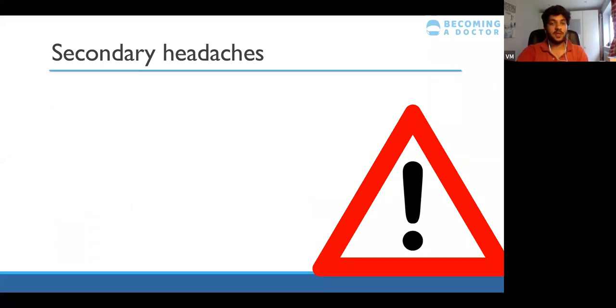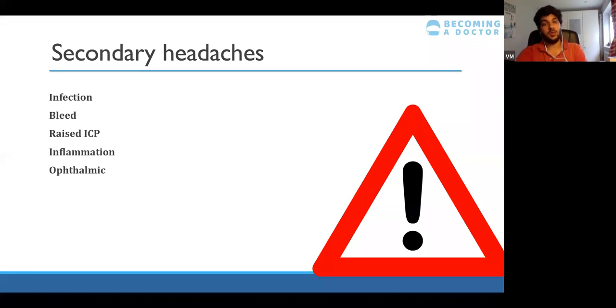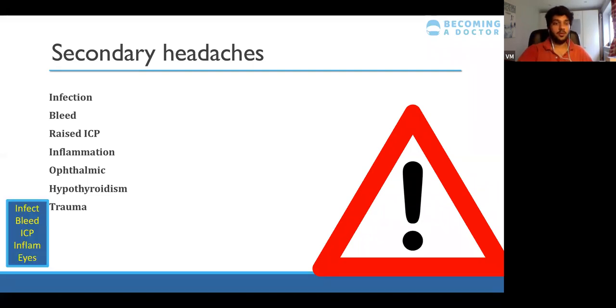So in terms of the causes of secondary headaches, we have infection. We're going to be talking about meningitis. Bleeds in the brain, and we're going to be talking about subarachnoid hemorrhages. A raise in the intracranial pressure. Inflammatory conditions, which can cause headaches. Eye conditions, which can cause secondary headaches. Hypothyroidism and trauma. The last two, I'm not really going to go into that much detail, but if you have a patient with a headache, always keep hypothyroidism and trauma at the back of your mind when taking a history. But the other five we are going to go through, and I've kept them in the corner as a little reminder of your five main causes of secondary headache.